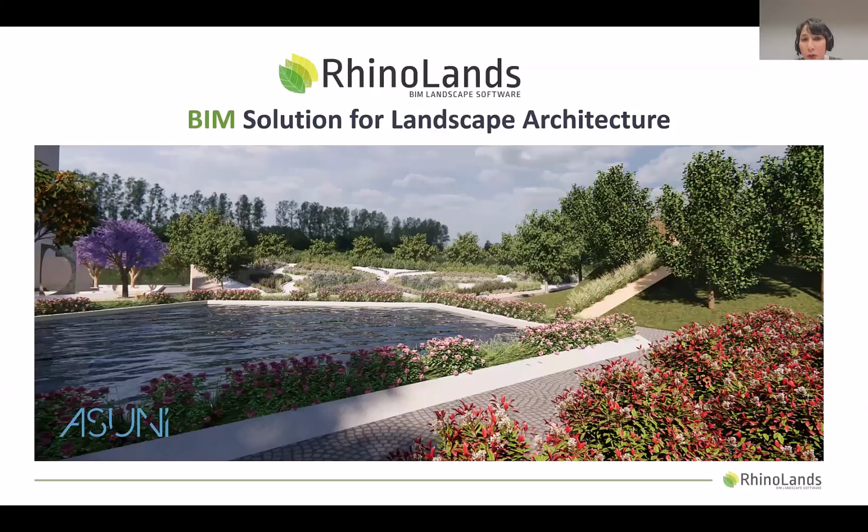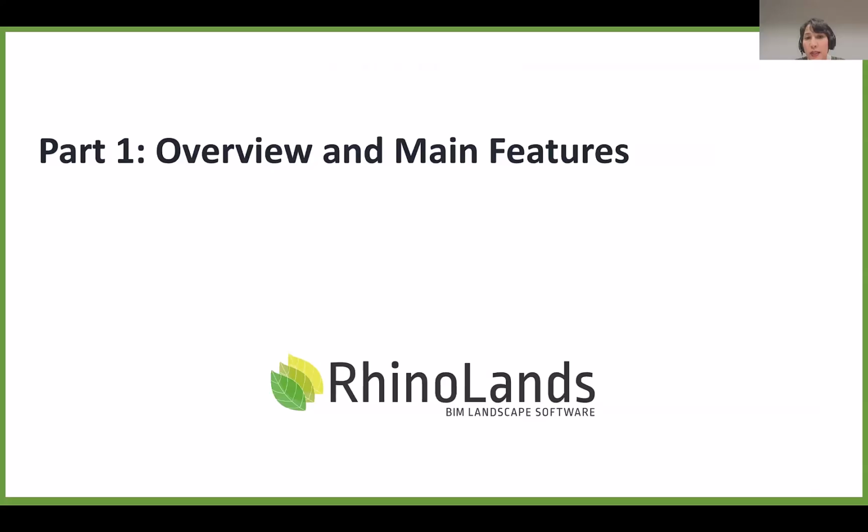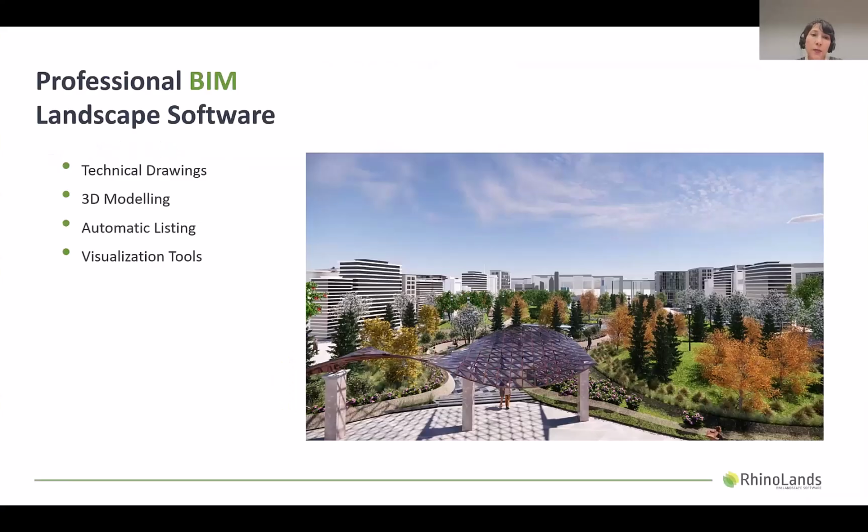RhinoLands is a BIM solution for landscape architecture, and I'm going to present you the first part, which is the overview and main features of the program. So it's a BIM program. It includes tools for technical drawings. Then also it generates the 3D model of the project. It automatically generates the list of plants, walls, and all materials that we have been using during the design process. And also there are several tools for visualization of the project at the end.